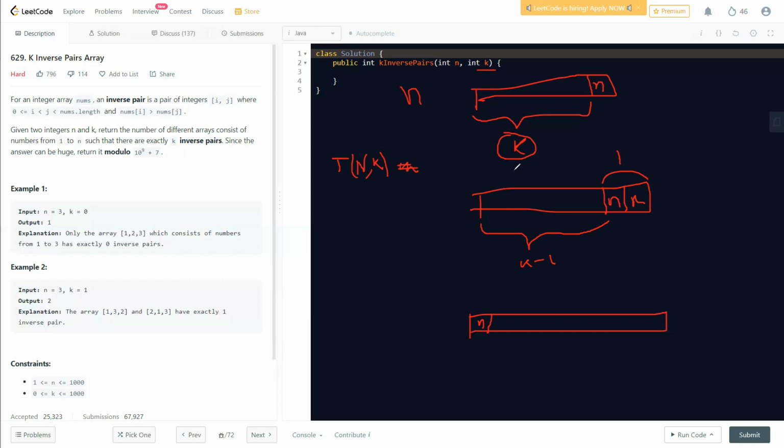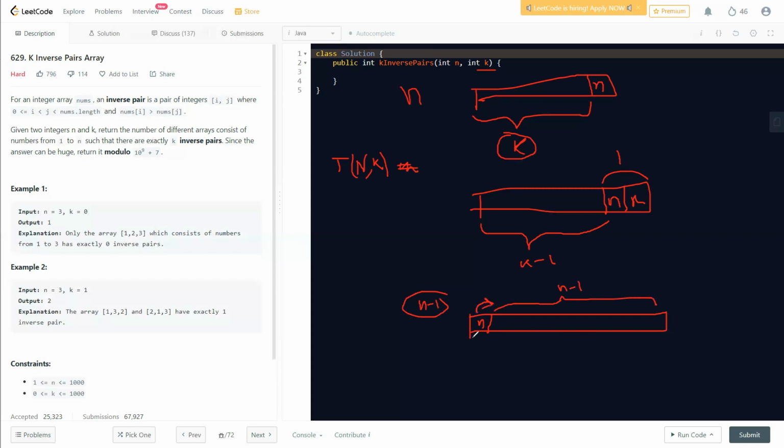We are just thinking it in a DP kind of logic so that we can find some formulation and ultimately go ahead with it. Okay, so if we place n as the first element, then there are n minus one inverse pairs involved, because n forms an inverse pair with all the n minus one other elements.